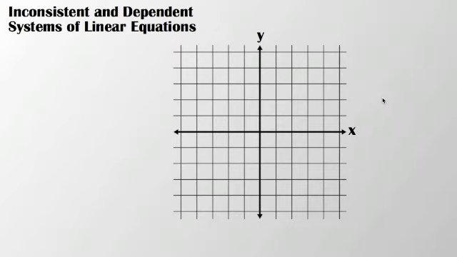Today we're talking about inconsistent and dependent systems of linear equations. When you're working with systems of equations, you'll run into two separate situations, and we're going to explore those situations right now. The first one we're going to look at is an inconsistent system. I have the system of equations 2x plus y equals 1 and 4x plus 2y equals 4.